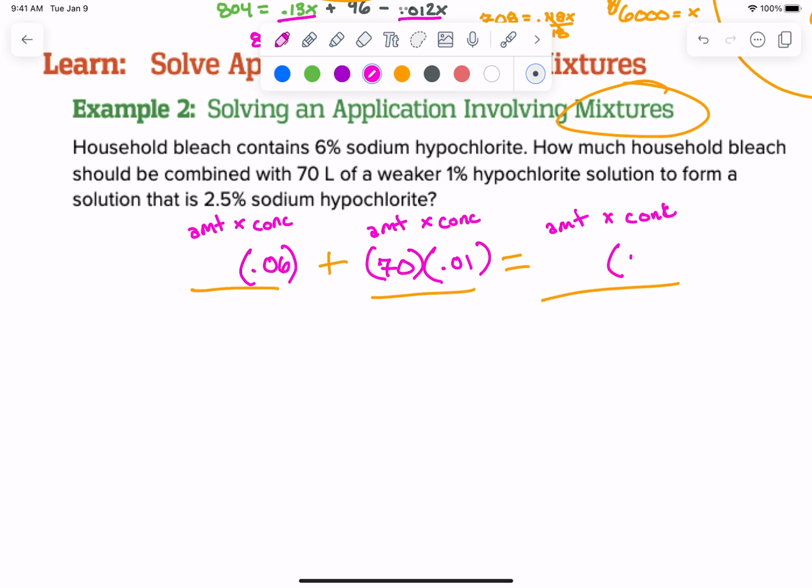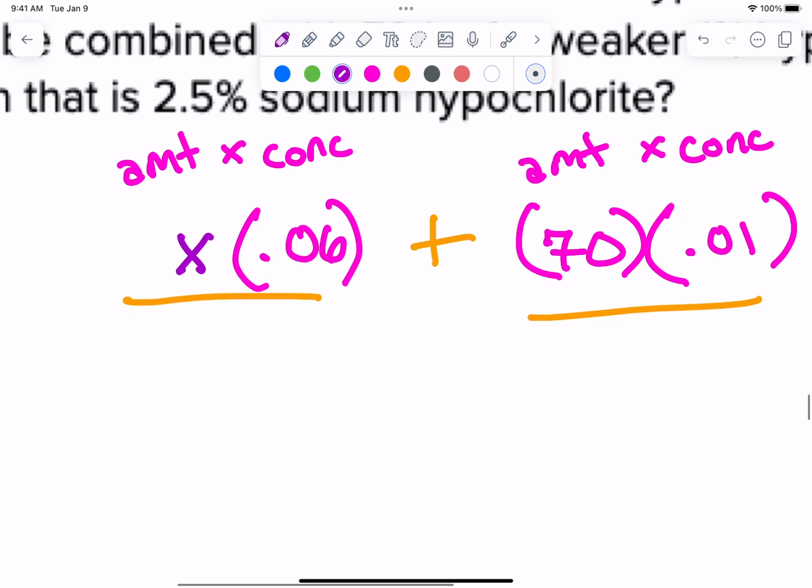The concentration we want to be 0.025. We don't know how much we're adding of the 6%, so let's just call it X. X amount of 6%. X plus 70. Do you see where we get this left side stuff from? We don't know how much of the 6%, so we're gonna call it X.